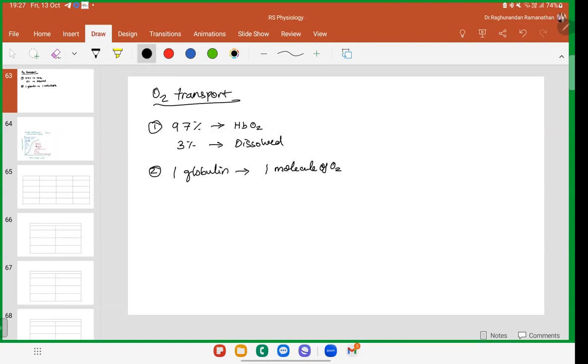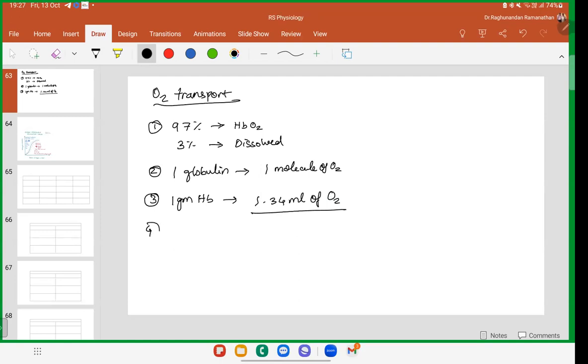Oxygenated hemoglobin is going to have a higher affinity for oxygen than deoxyhemoglobin. And remember, 1 gram of hemoglobin is going to combine with 1.34 ml of oxygen. This is a very important MCQ question that can be asked. Okay, 1.34 ml of oxygen.